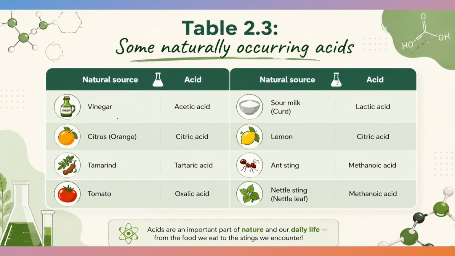Some naturally occurring acids that I told you: vinegar contains acetic acid. Citric acid is present in citrus fruit. Tamarind, imli, contains tartaric acid. Then we have tomato, which contains oxalic acid. Milk or milk product contains lactic acid. We have lemon, which has citric acid.